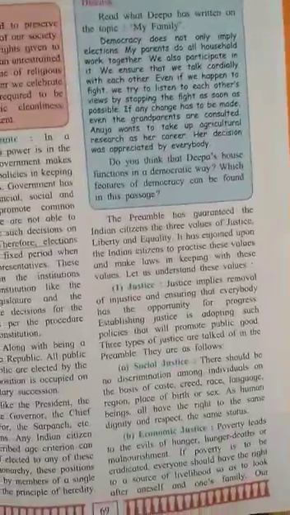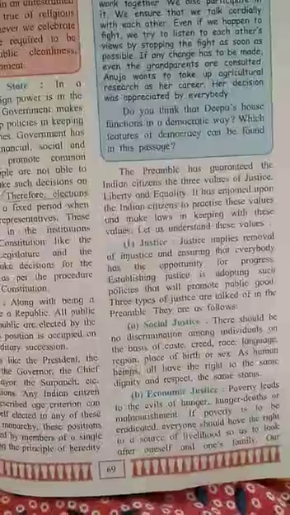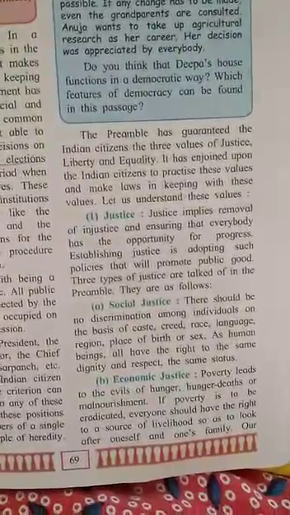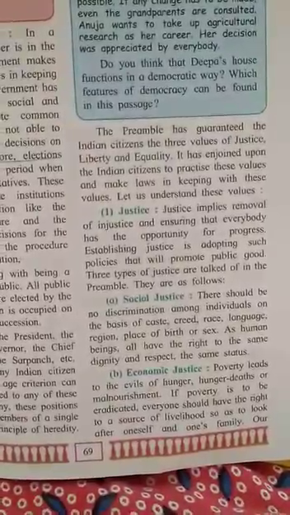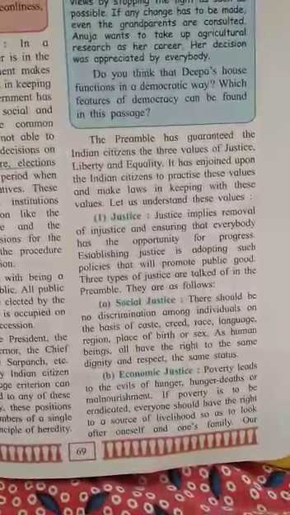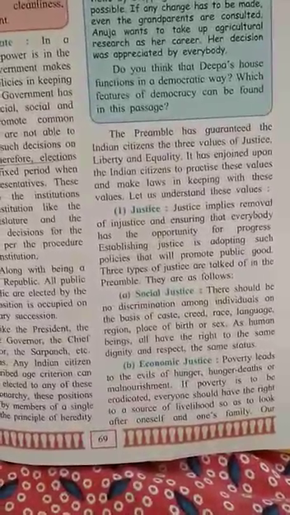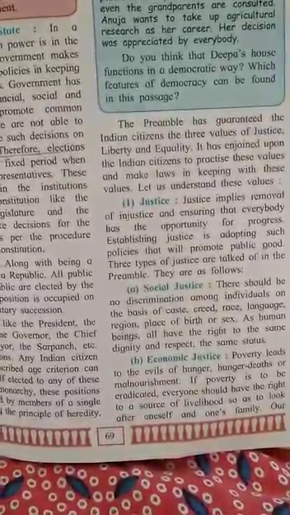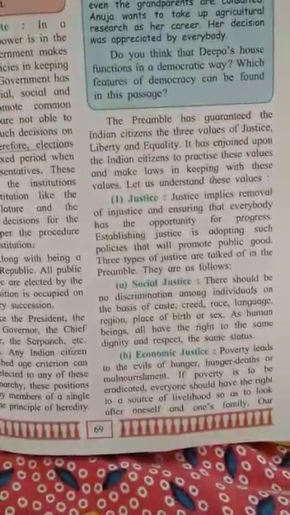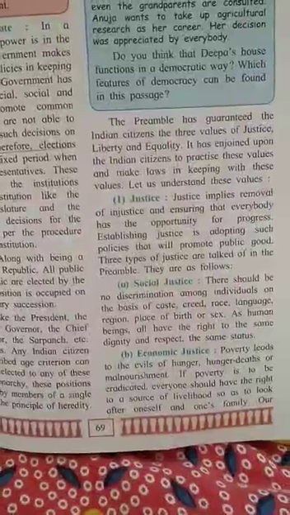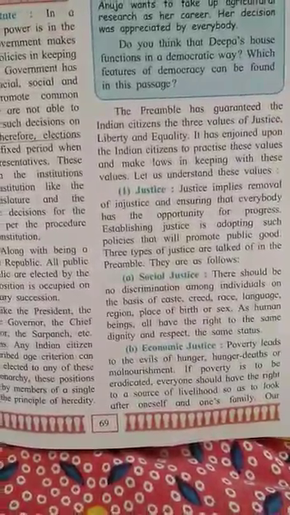And the third one is political justice. Okay, let's see social justice first. There should be no discrimination among individuals on the basis of caste, creed, race, language, region, place of birth or sex. There is no difference among individuals, among the people, on the basis of caste.